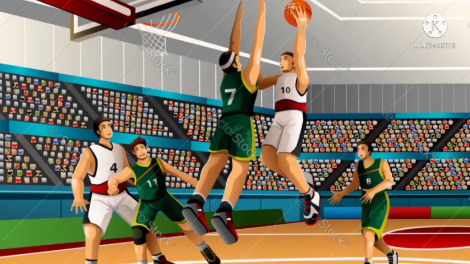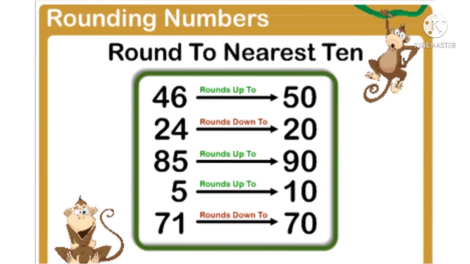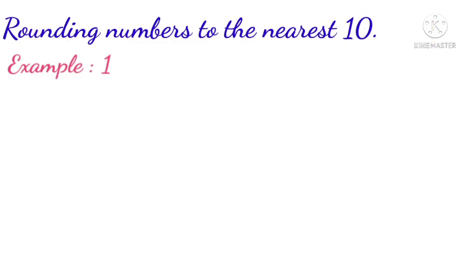For example, when we are talking about a crowd of people watching a sports event in a stadium, we may say about 6,000 people came for the event. The actual number could be few more or less than 6,000. Let us understand the process of rounding the numbers to the nearest 10.